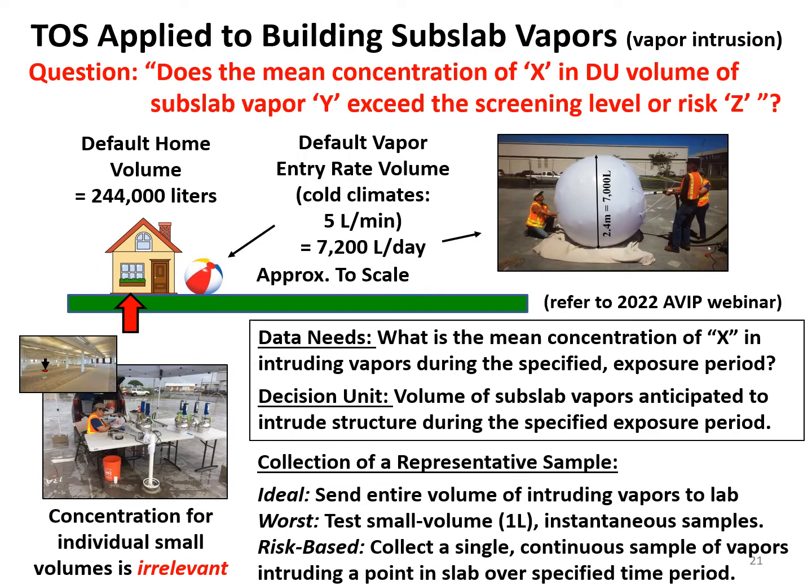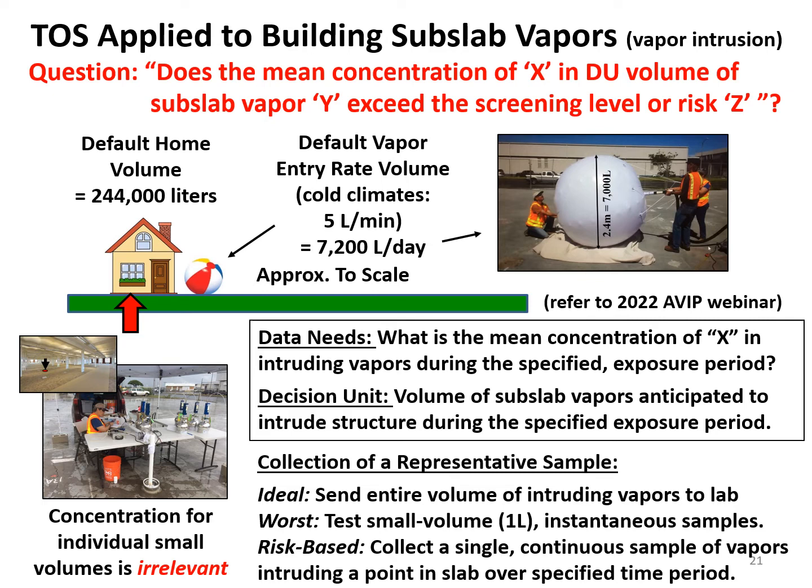In other webinars and presentations we give, we talk about application of theory of sampling to subslab vapors under buildings. This is to address vapor intrusion concerns, a big issue. We talked about it a minute ago. So again, all the questions are always phrased pretty much the same way. Does the mean concentration of X in the DU volume of subslab vapors intruding the building exceed a screening level or risk Z? So data needs, what your risk assessor is going to ask you is, what is the mean concentration of the contaminant X, say PCE or something, in intruding vapors during the specified exposure period?